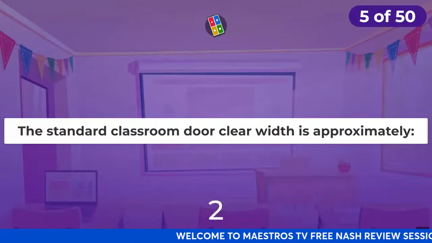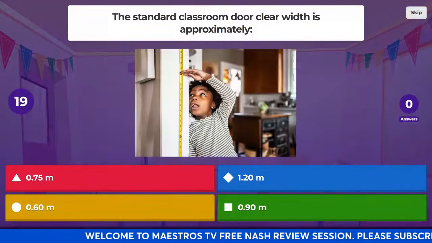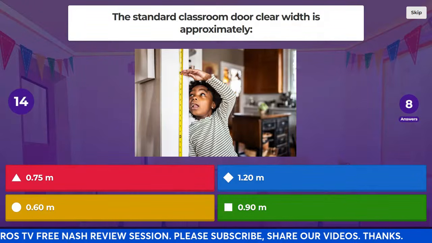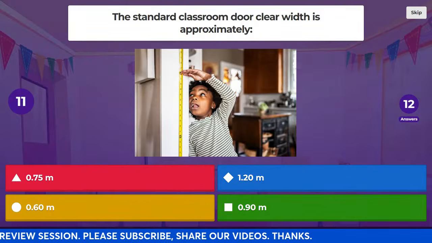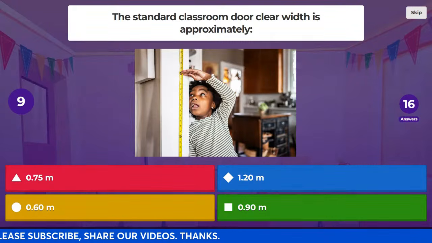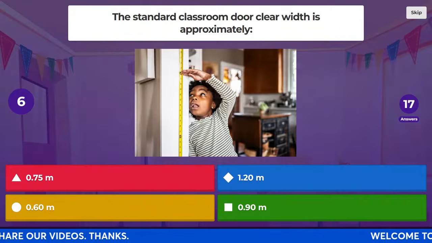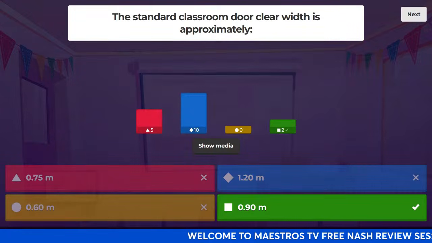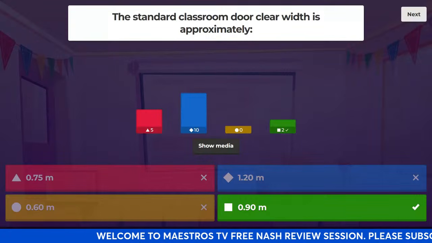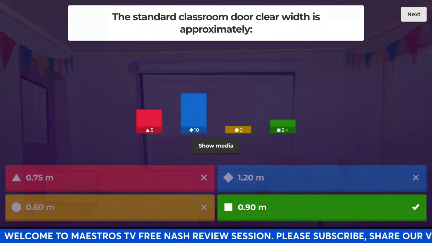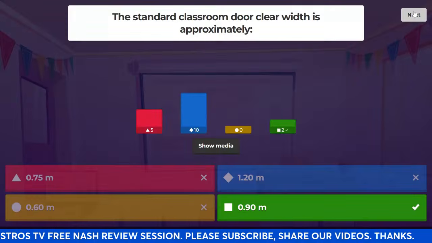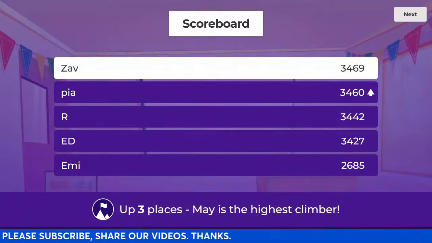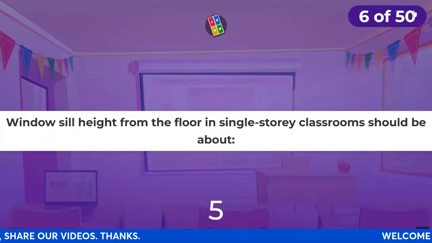Or during typhoons, sunog. Green, only two got the correct answer. 0.9 meters. Okay. Still Zav, Pia, R, Ed, and Emmy on the scoreboard.